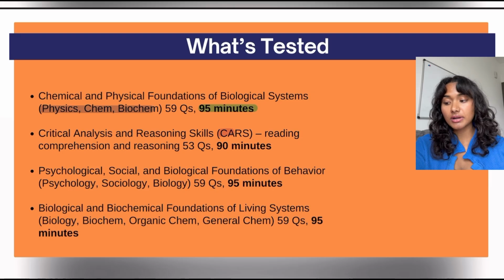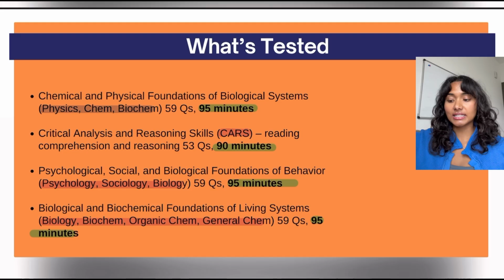Next is your psychology, sociology, and biology section, which is 59 questions in 95 minutes. Then you go to biology, organic chem, and general chem, and that is 95 minutes, 59 questions.